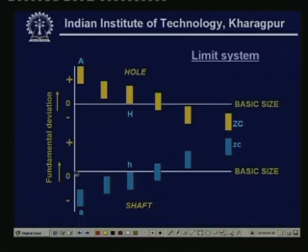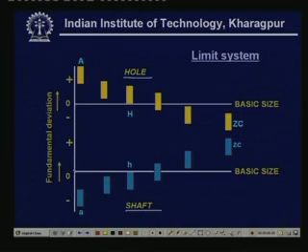Say this is the basic size of the shaft, and this is the basic size of the hole. This is shaft and the hole.